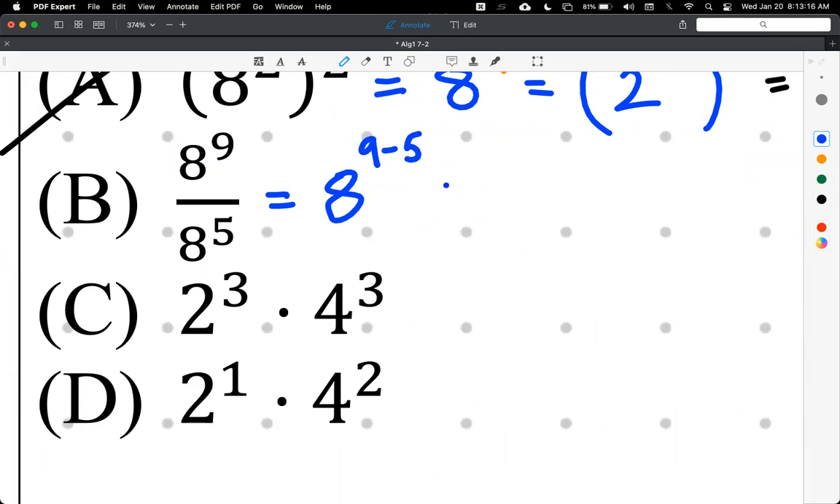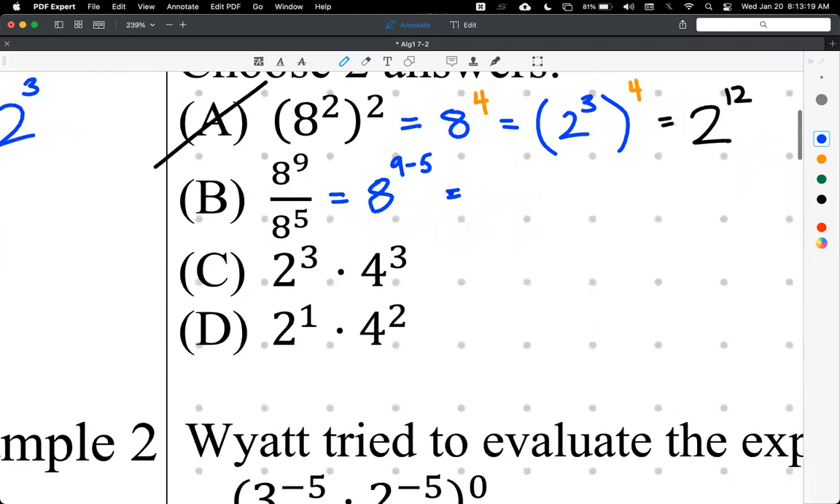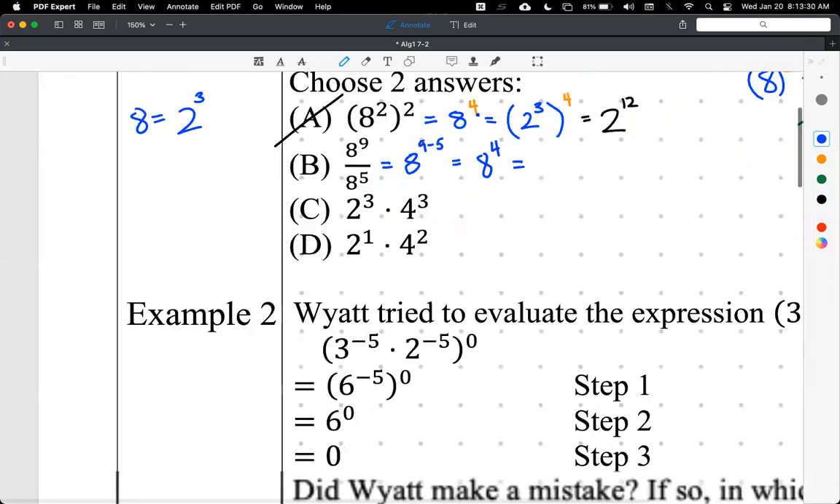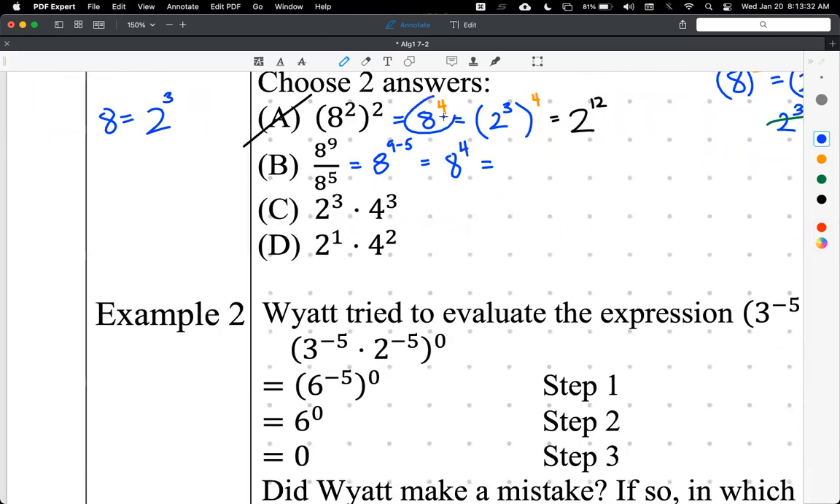Wait, would that be the same answer? Yes, good observation. If you could raise your hand next time, I'd appreciate it more. But yeah, that's a great analysis. Yeah, 9 minus 5 is 4. And yes, if you compare 8 to the power of 4 in this previous step to 8 to the power of 4 right now, we'll just skip ahead. We know this is eventually equal to 2 to the power of 12, and we can cross off B.